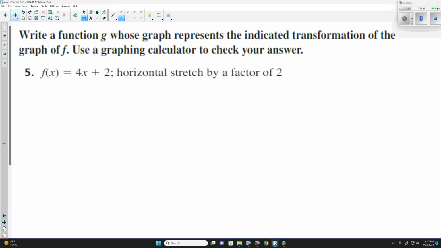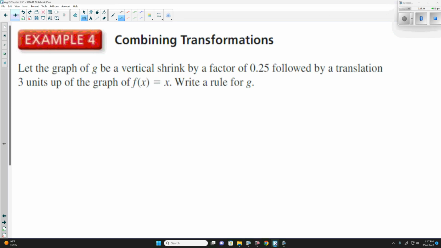Questions on this here? How bad was it yesterday? Let's look at the last part.